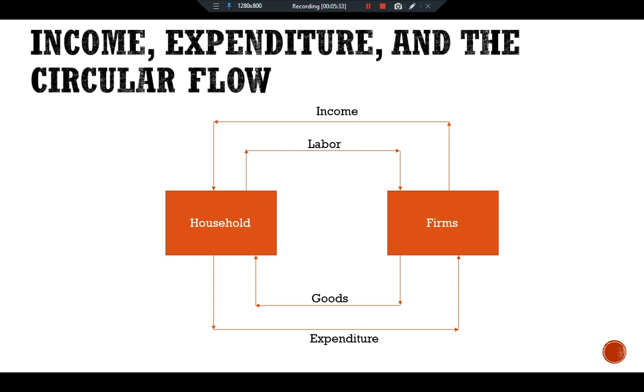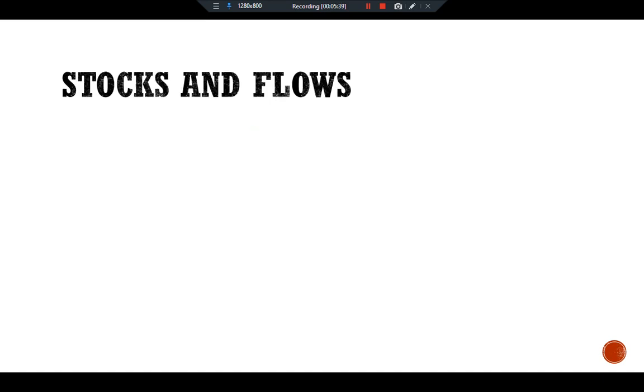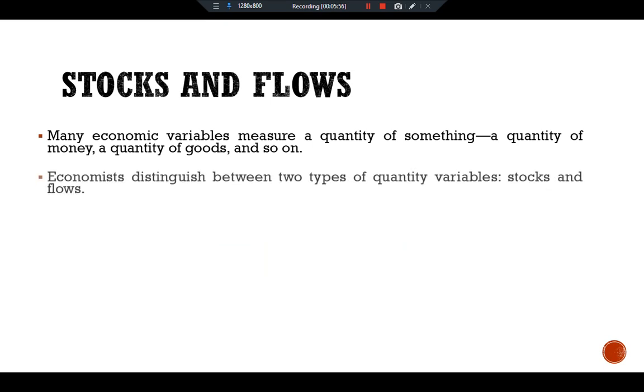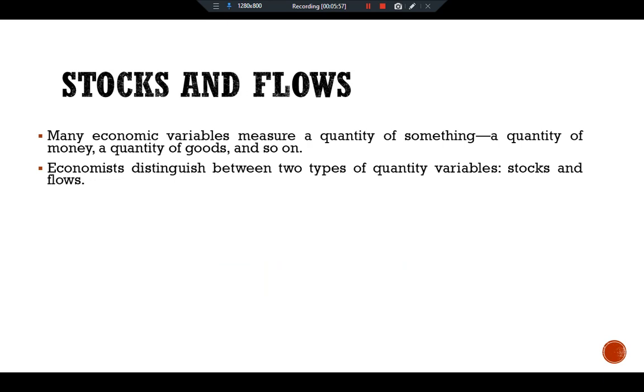Okay, for the detailed discussion of GDP, we have two types of variables to discuss, that is, stocks and flows. Many economic variables measure a quantity of something, a quantity of money, a quantity of goods, and so on. Economists distinguish between two types of quantity variables, stocks and flows.